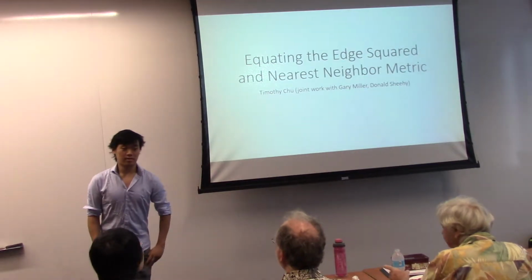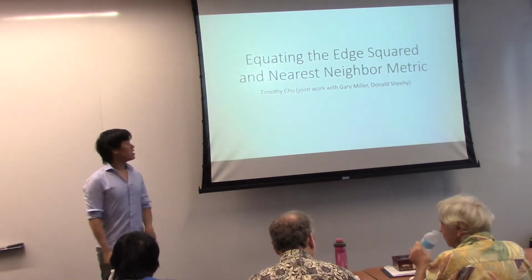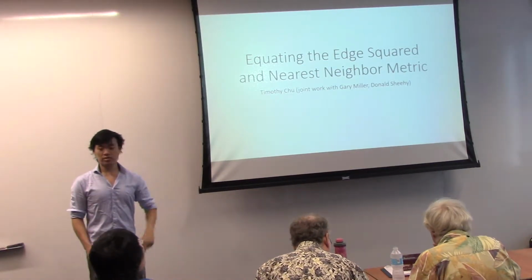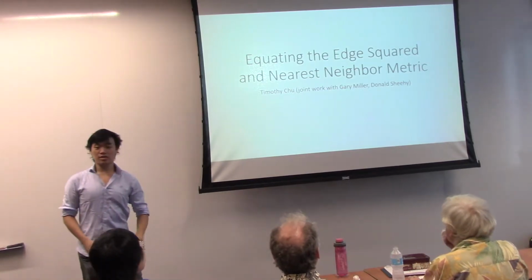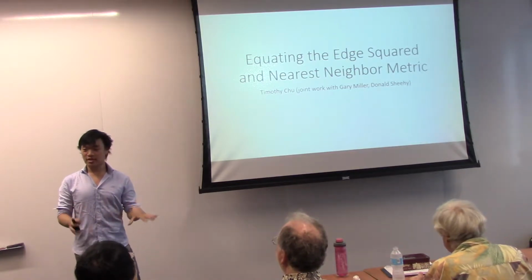This is Timothy Chu. I'm a second year PhD student of Professor Gary Miller over here. And today I'm going to be presenting on two metrics which we think are principal metrics to use in clustering, which is a problem in machine learning. They're called the edge squared metric and the nearest neighbor metric. If you haven't heard of these before, don't worry. We will be defining them through the course of our talk.